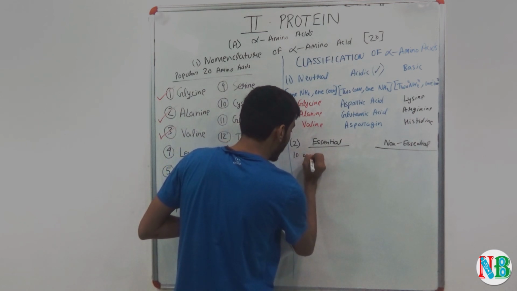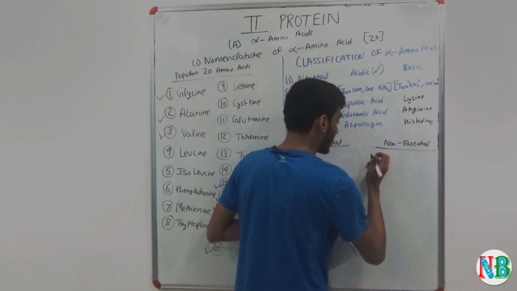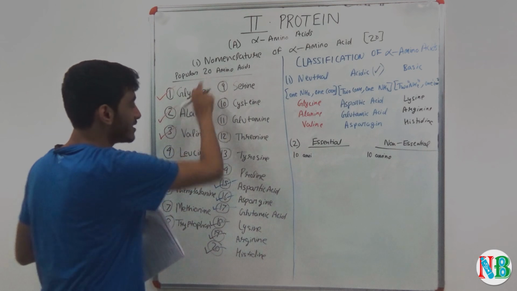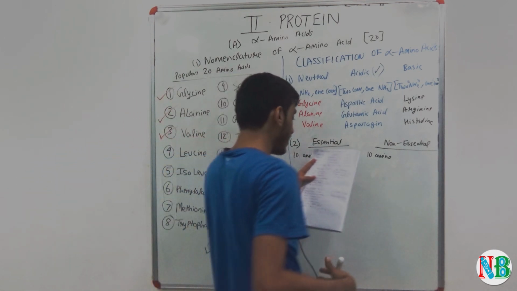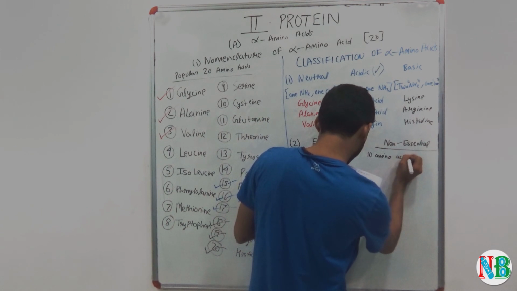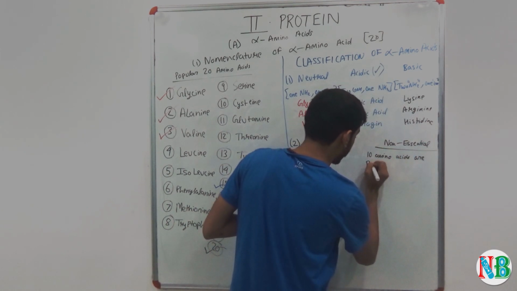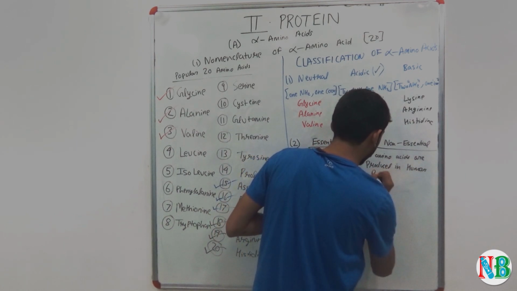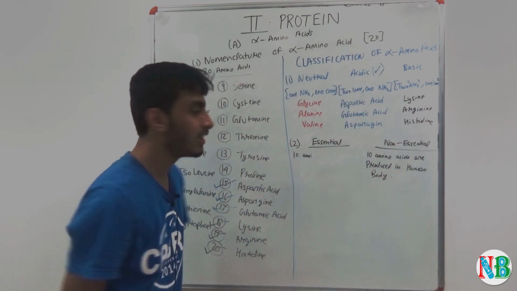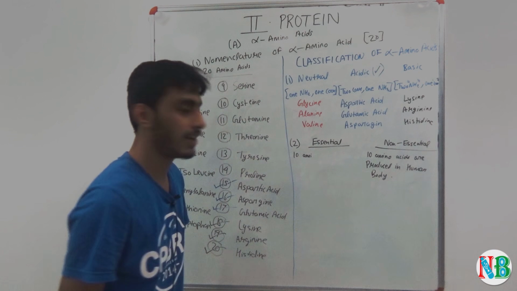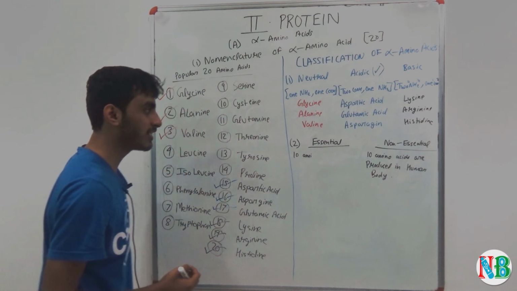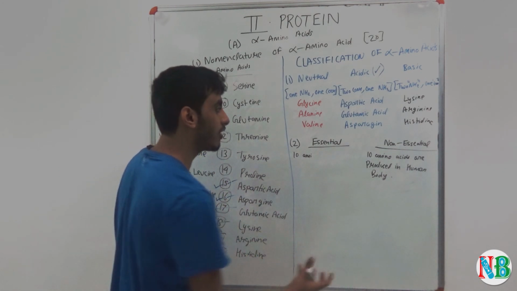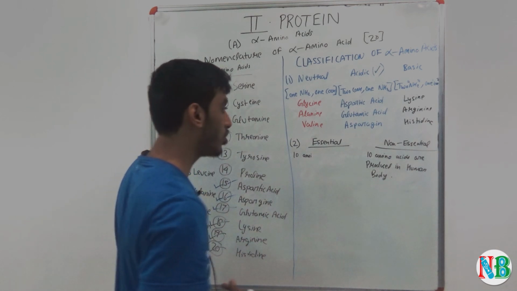So in the case of amino acids, there are 20 popular amino acids. Half of them, that is 10 amino acids, are produced in the human body. So the human body can synthesize 10 amino acids. Now if the body can synthesize them, we don't actually need to get these amino acids from outside. We don't have to eat something for these amino acids. So they are non-essential for us.